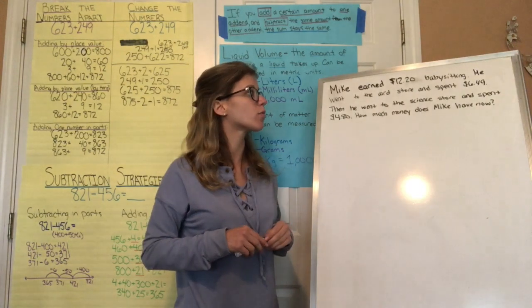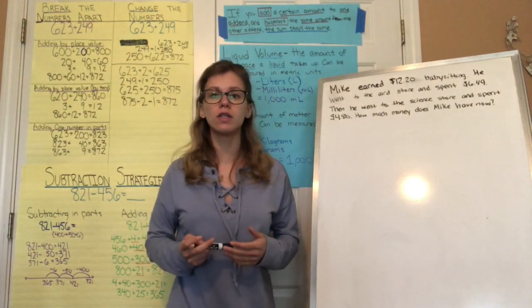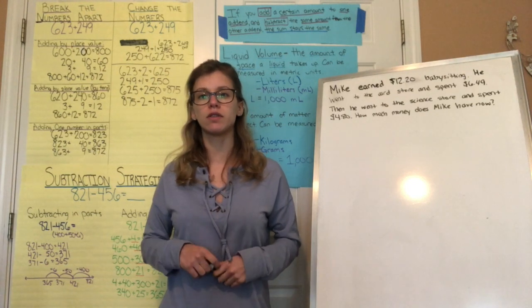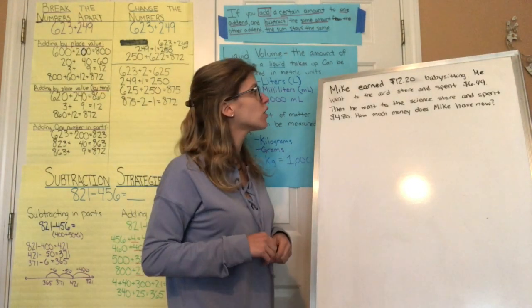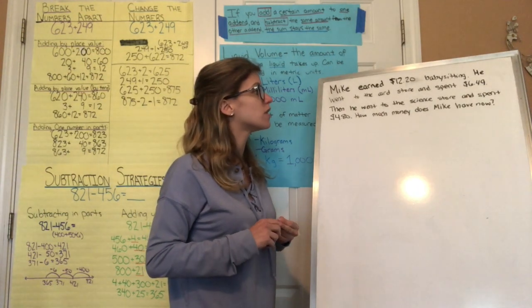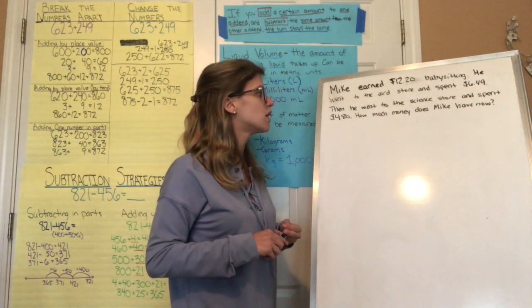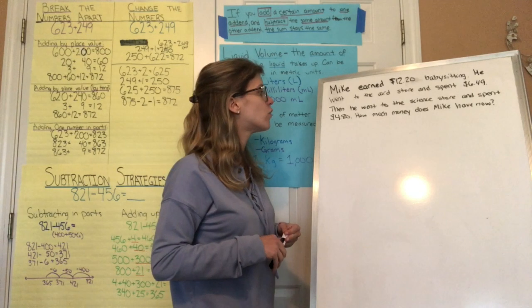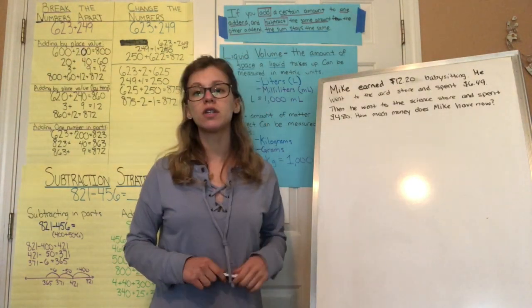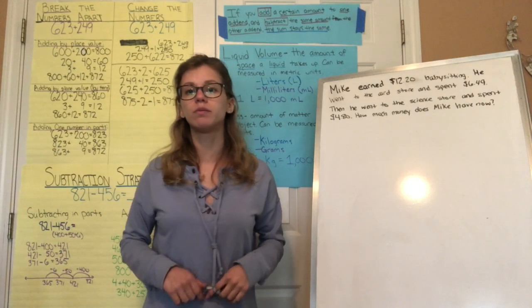What I have here is a word problem. I'm going to read it first, and then I want you to pause me and take notes of the important parts of this problem. It says Mike earned $12.20 babysitting. He went to the card store and spent $6.49. Then he went to the science store and spent $4.80. How much money does Mike have now? Pause me and take notes of the important parts of this problem.